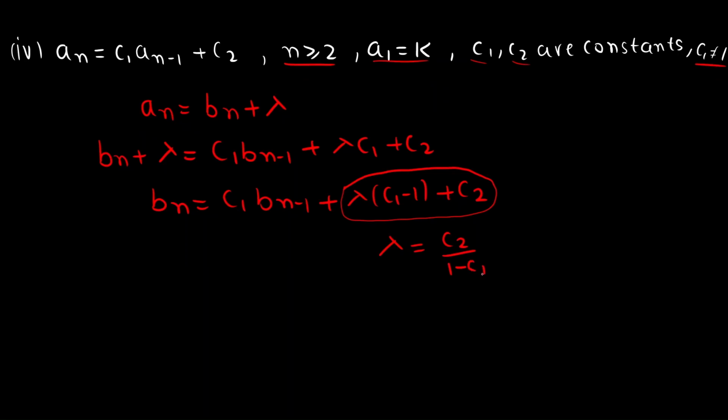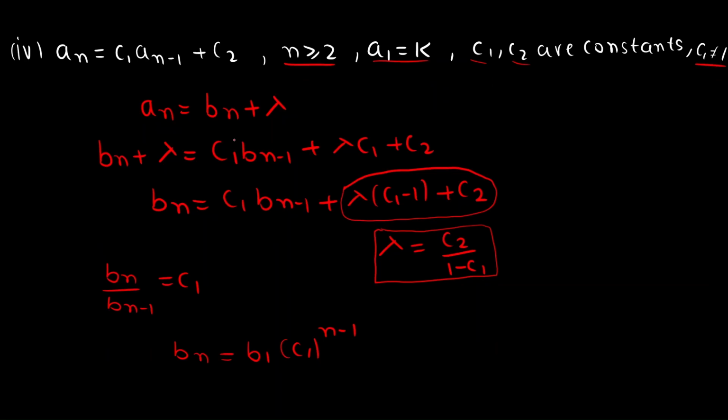This is why we took c1 not equal to 1, since the denominator will turn undefined. And also if c1 is equal to 1, this is nothing but an AP, which is obvious to solve. Now if I substitute this lambda, I'll get bn by bn minus 1 is equal to c1. I'll get bn is equal to b1 times c1 power n minus 1. Now what I can do is substitute an in place of bn to get a solution for an. This is how we deal with this. I hope everyone understood.